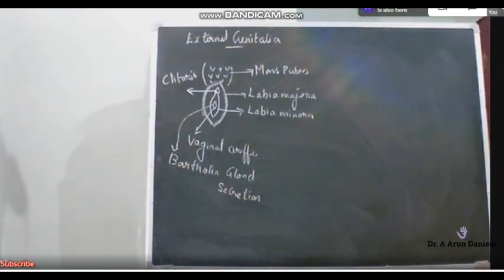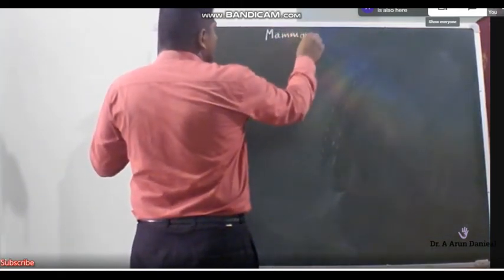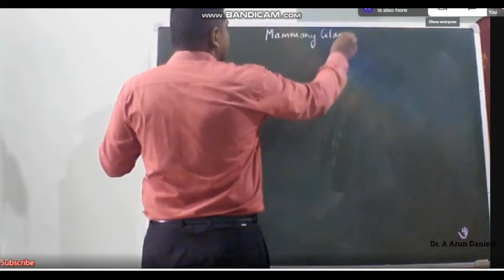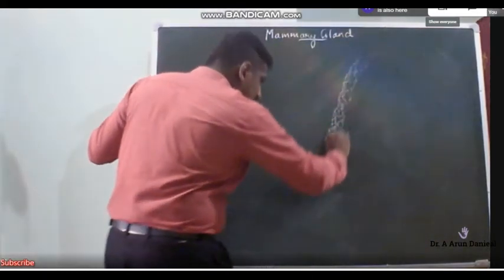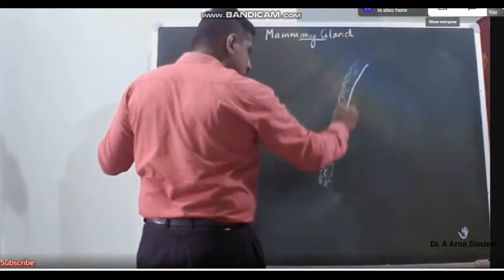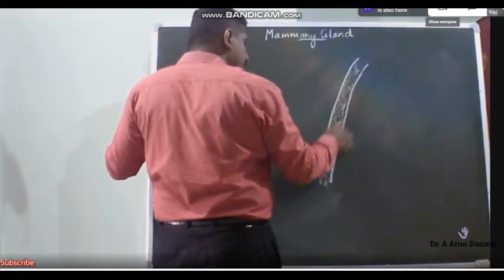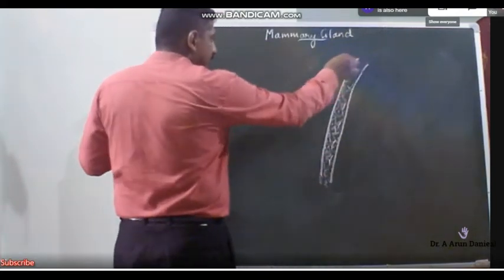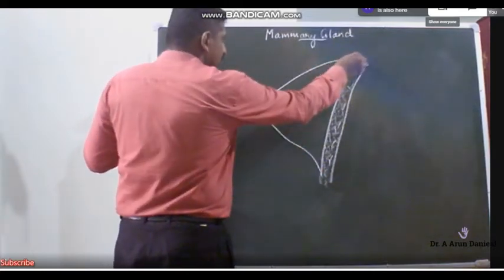Next, we have to focus on another structure called the mammary gland. In mammals, both male and female have a mammary gland, but the functional mammary gland can be seen only in females. Now these are the ribs. On the ribs, the mammary glands are supported by the cutaneous area. It is made up of glandular epithelium, and this is the outer layer, the capsule of them.